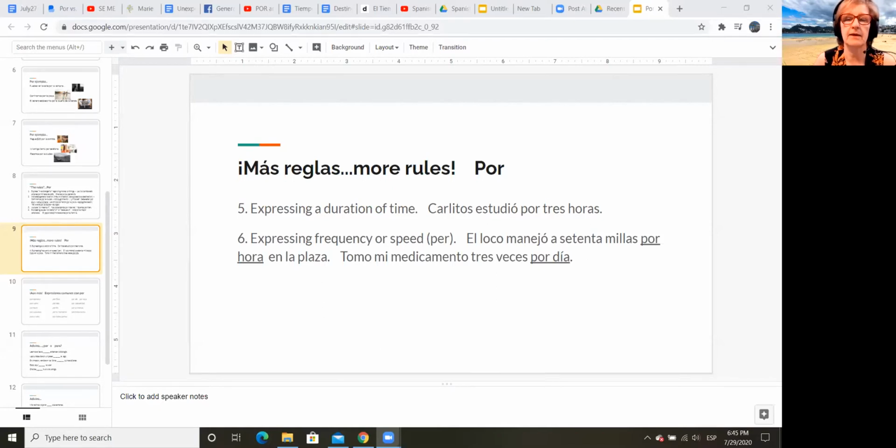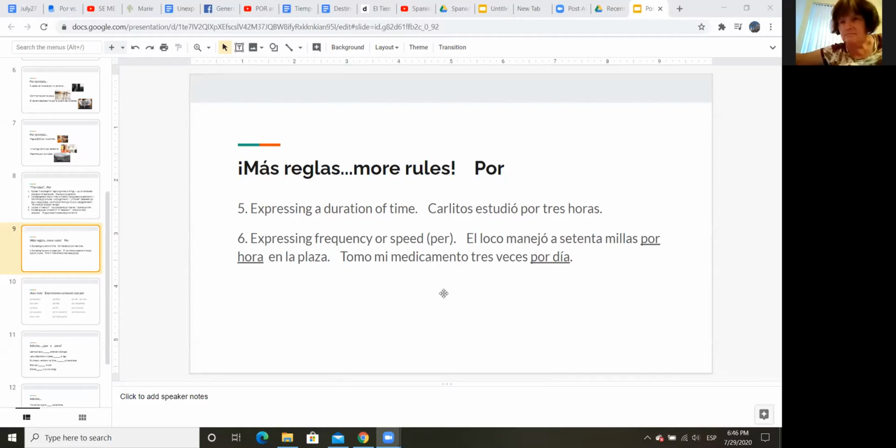Excelente, excelente. Sí, más reglas. Okay, that idea of expressing duration of time. Carlitos estudió por 3 horas, right? Para 3 hours is not a deadline. It's the duration, the chunk or period of time, right? Por indicates a chunk or a period of time. Carlitos estudió por 3 horas. He studied for 3 hours.